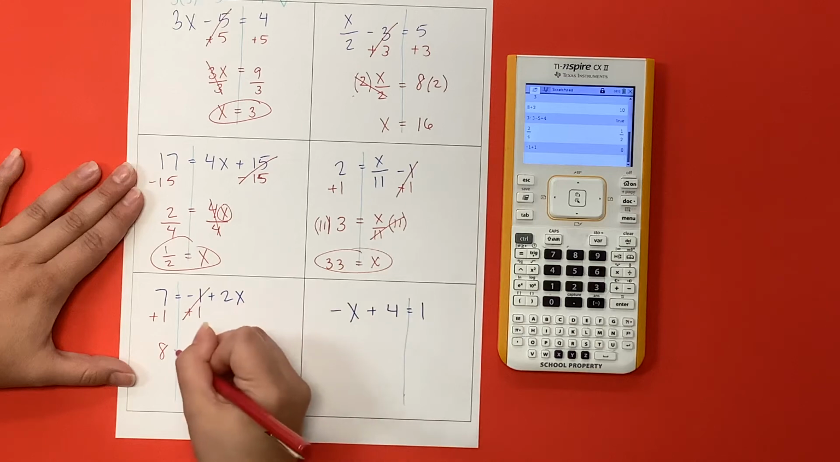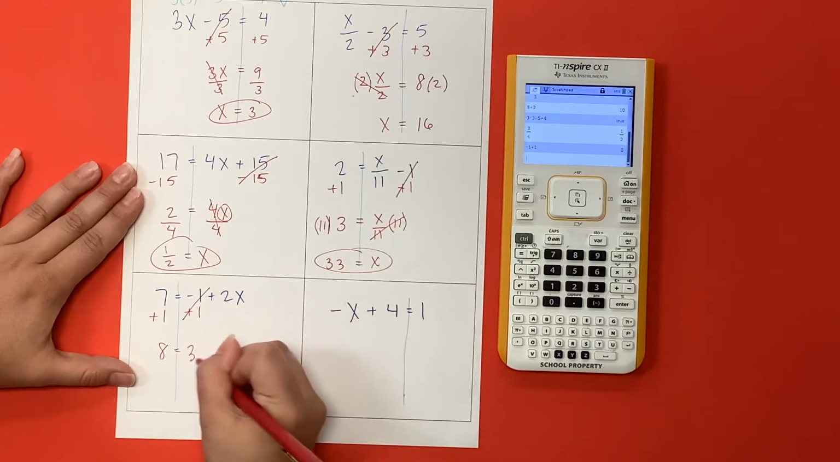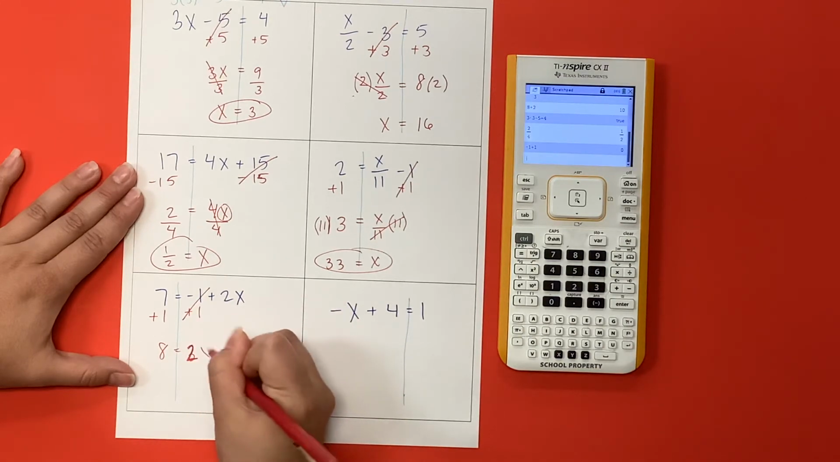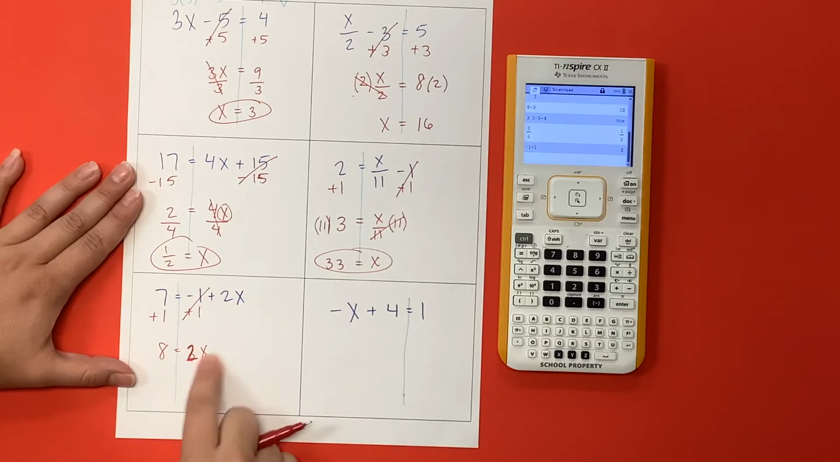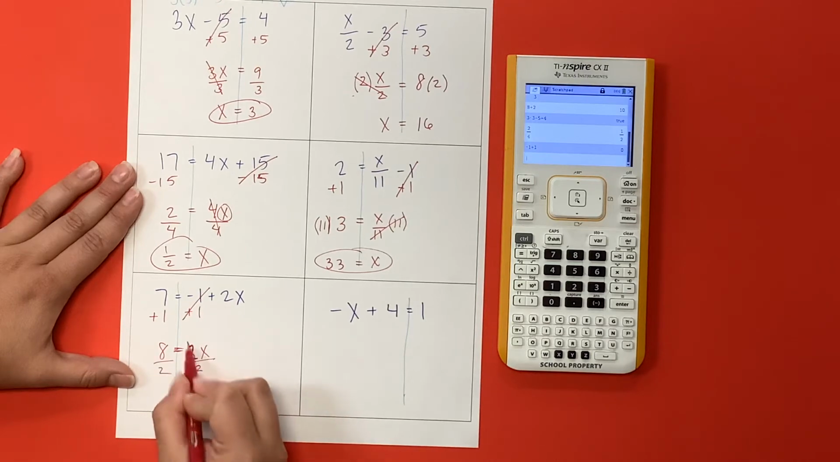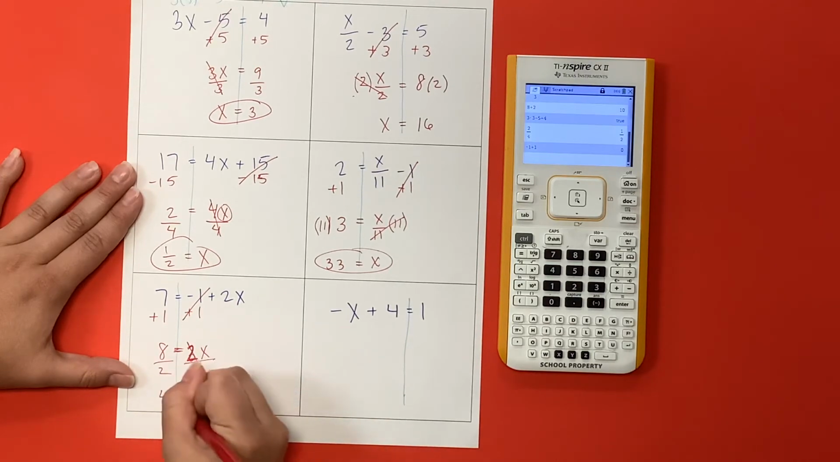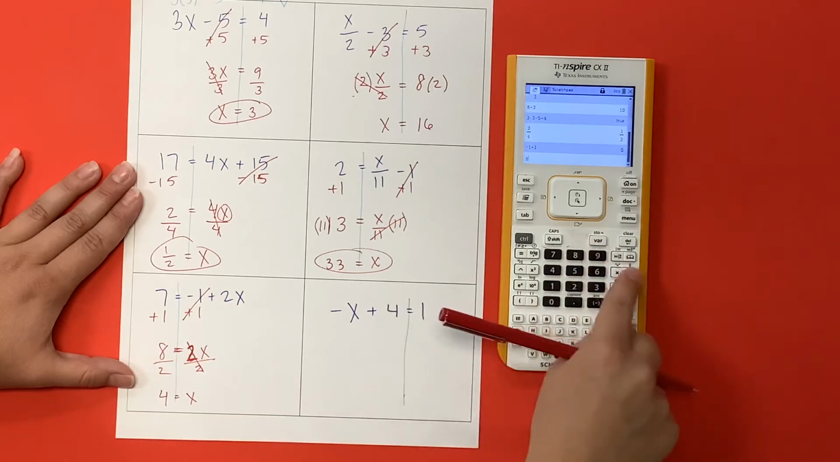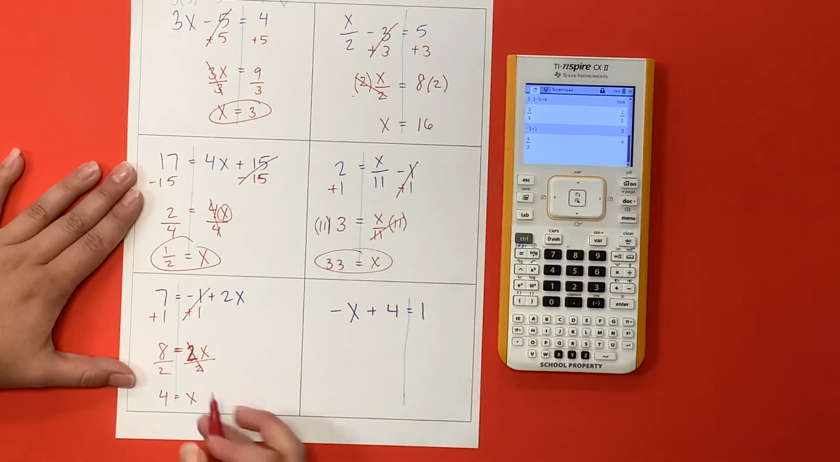We move this down. So 2x is on this side. We now have 8 equals 2x. I can now divide both sides by 2 to get that to go away. I have 4 equals x. 8 divided by 2 is 4. If you do it in your calculator, it will give you the answer.